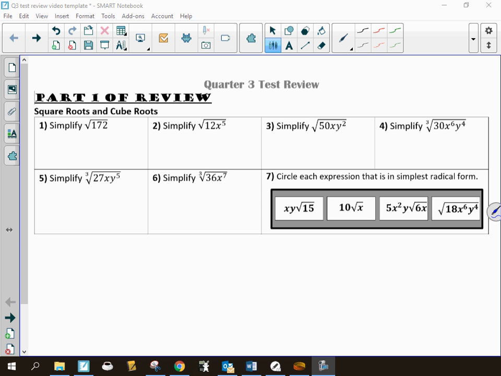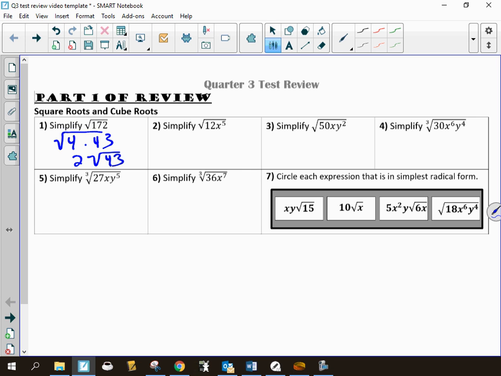So I'm going to show a couple different ways you can do these types of problems for the square root. The first way is to look for perfect squares. So in this case, I would write this as the square root of 4 times the square root of 43, which is 2 times the square root of 43.